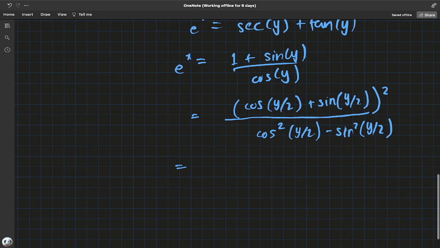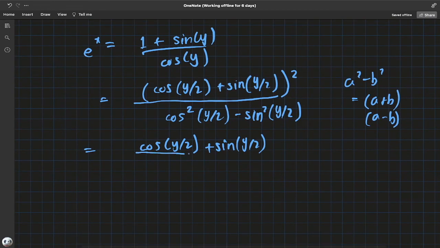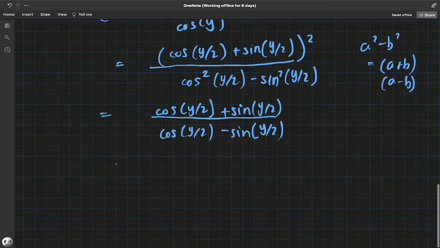We can use the difference of squares identity, because in the denominator I'm using a squared minus b squared equals a plus b times a minus b, right? So the a plus b, cos of y over 2 plus sine of y over 2, cancels with one of these because it's a square, so there's two of those. While we just have the negative, which does not cancel with anything in the denominator. I hope you see this. You can pause the video and do it on a piece of paper. I'm not wasting too much time.